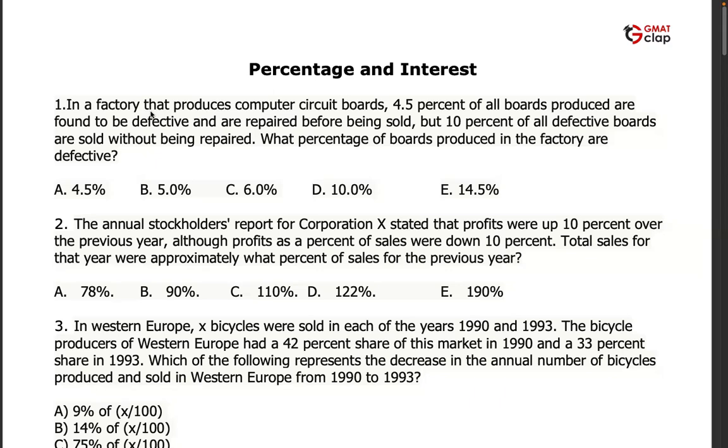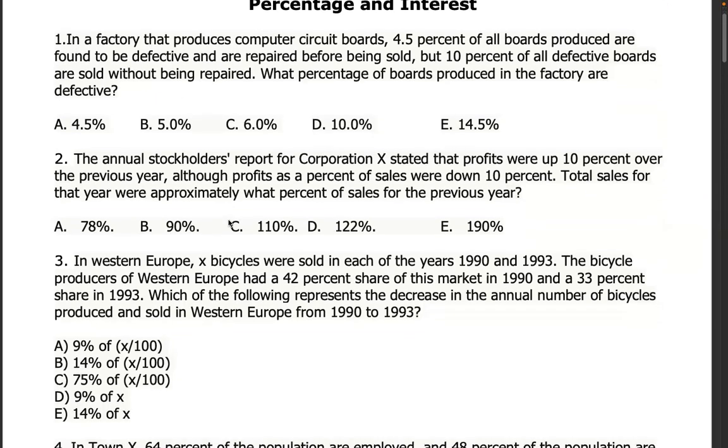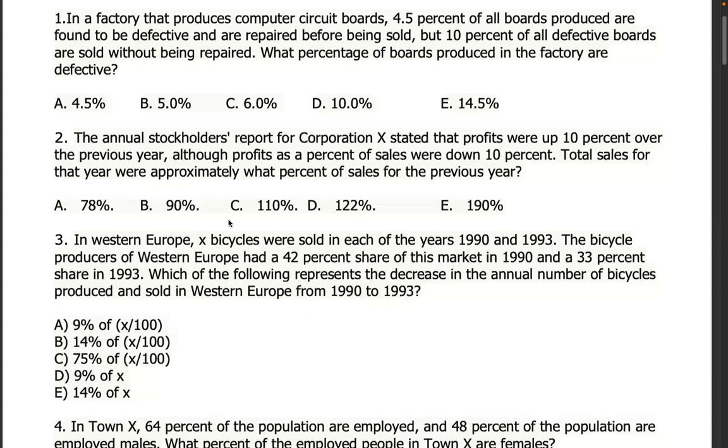What is the answer? First question. 5%, B. Okay. Yeah, good. Brilliant. Both of you got correct. Question number 2.